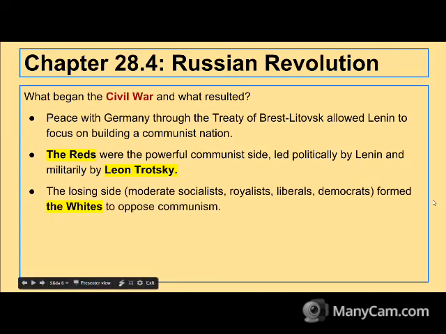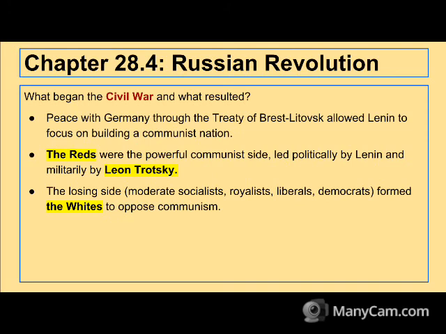The other side in the Civil War, ultimately the losing side, is sort of everybody else. They're known as the whites, and they include more moderate socialists, not so radical as the Bolsheviks, but who still want to see socialism work. These are the Mensheviks. Also royalists, anyone who wanted to see the Tsar back in power. Liberal reformers, Democrats, anyone who wants to see a more modern democratic republic.